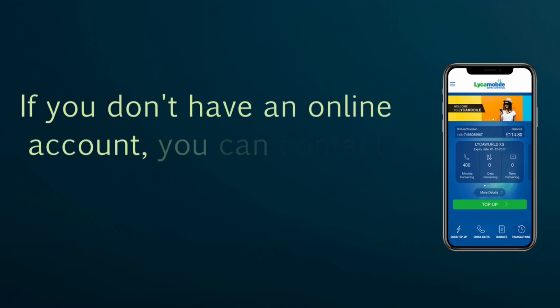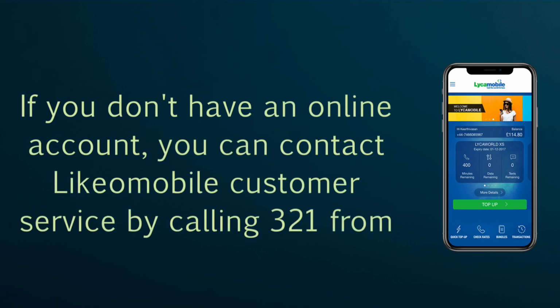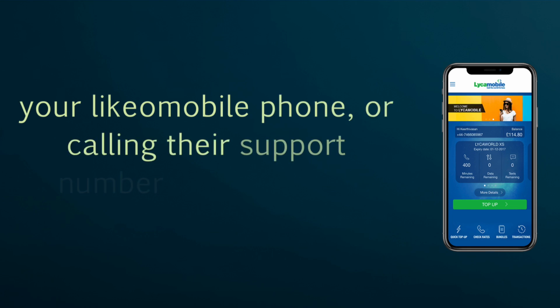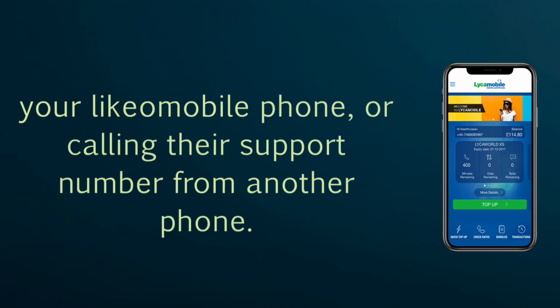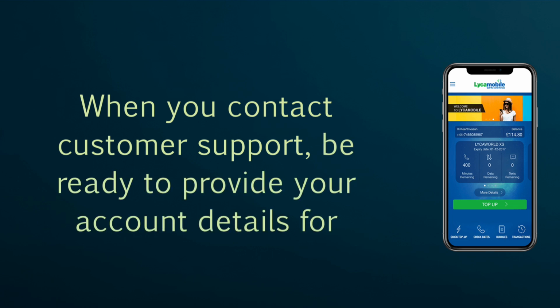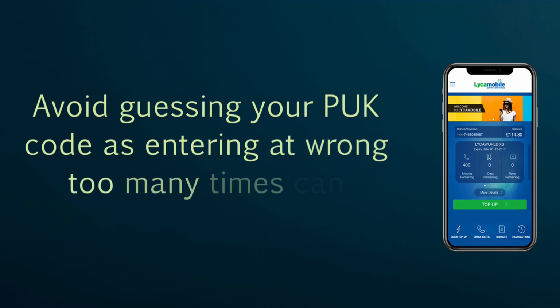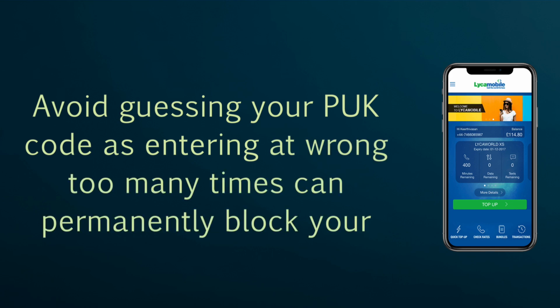If you don't have an online account, you can contact Lycamobile customer service by calling 321 from your Lycamobile phone or calling their support number from another phone. When you contact customer support, be ready to provide your account details for verification. Avoid guessing your PUK code, as entering it wrong too many times can permanently block your SIM card.